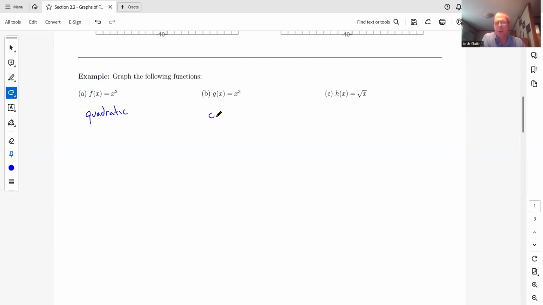And you can make a table of values. I'm not going to do that here. We'll just draw the graphs. We have a cubic, x cubed. That is a cubic function. Then we have square root x, which we'll just call the square root function.